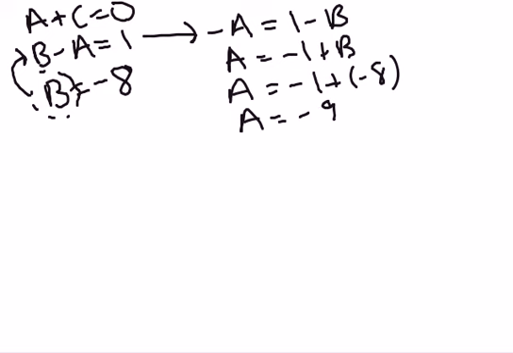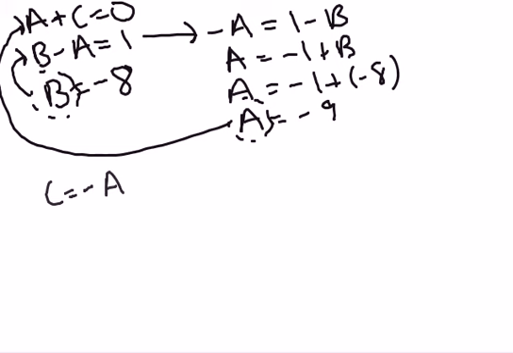And then since I know a is negative 9, now I can take this and put it up to this a and find c. So according to this equation here, c is equal to 0 minus a. In other words, c is equal to negative a. But if a is negative 9, then c must be the negative of negative 9, which is 9.